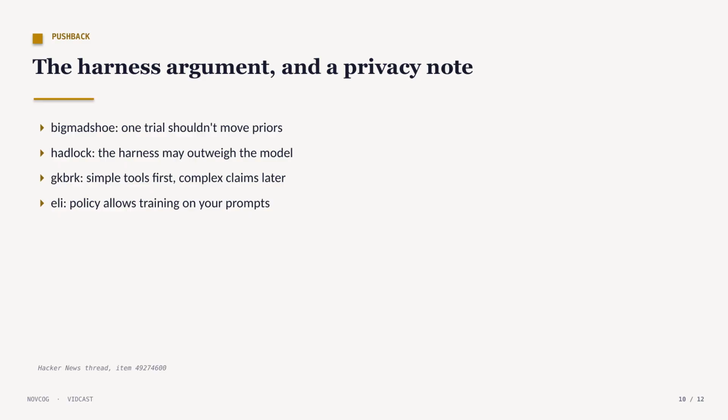The same thread had the pushback. One commenter warned these are non-deterministic systems and a single trial should not update your priors much at all. Another dismissed AI benchmarks outright as nearly worthless. A third argued the harness carries almost equal, if not more, weight than the model itself. And a fourth turned that around: if the model cannot figure out simple tools, how is it supposed to figure out complex problems?